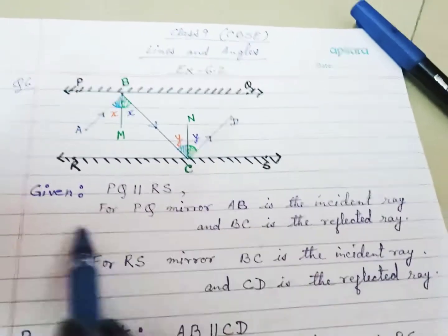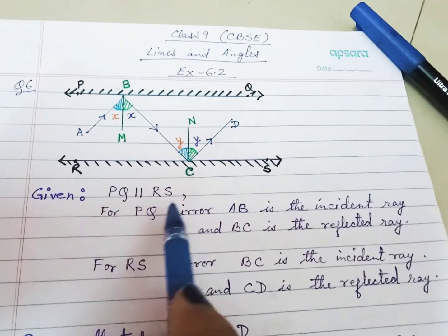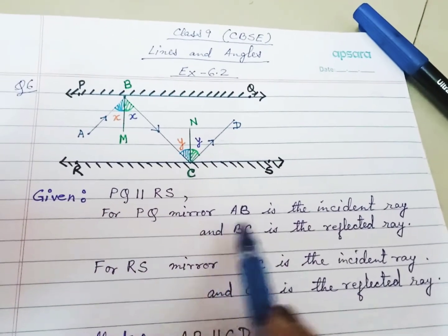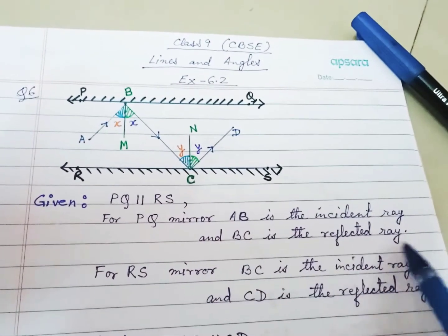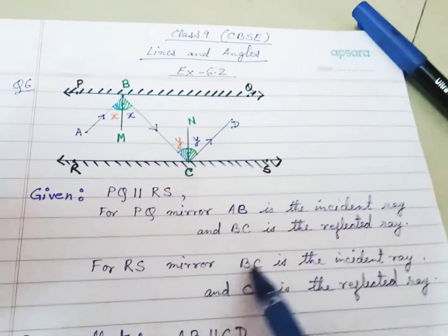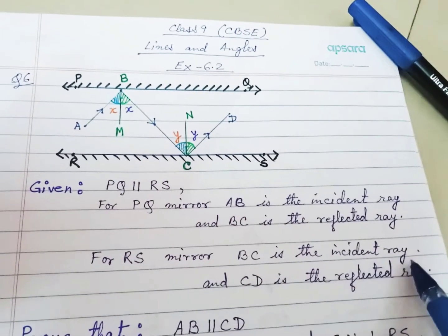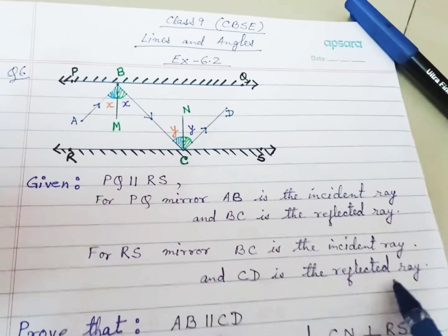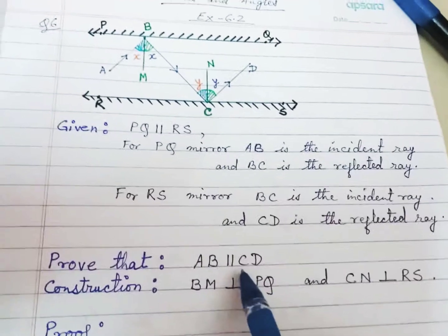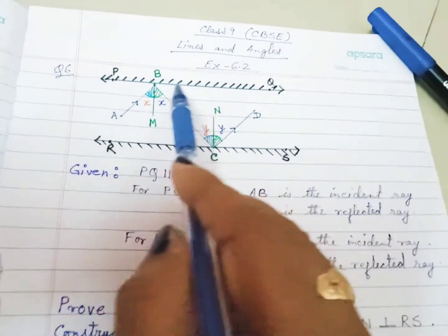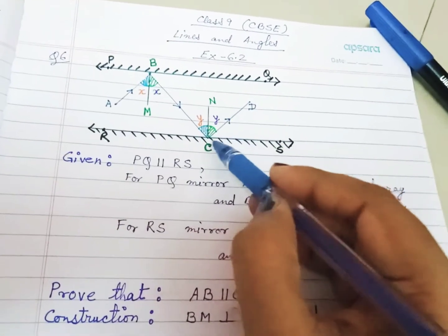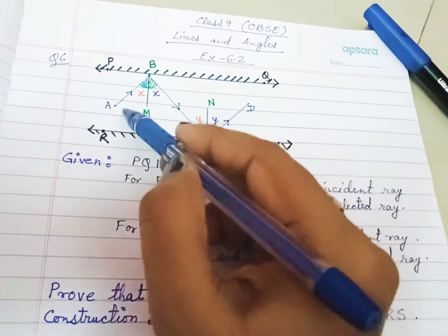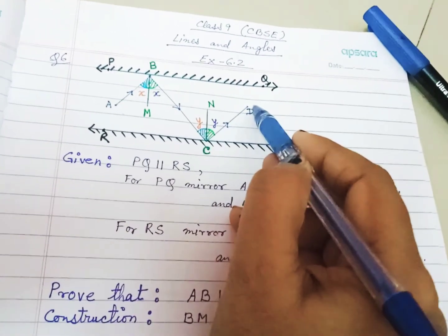Given, PQ is parallel to RS. For mirror PQ, AB is the incident ray and BC is the reflected ray, and for mirror RS, BC is the incident ray and CD is the reflected ray. Now we have to prove that the incident ray AB and the last reflected ray CD are parallel.